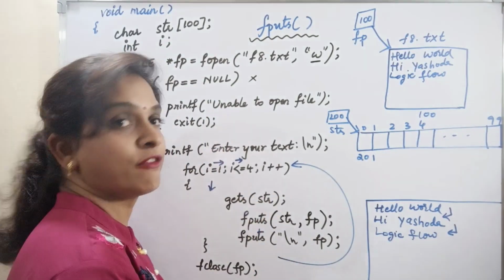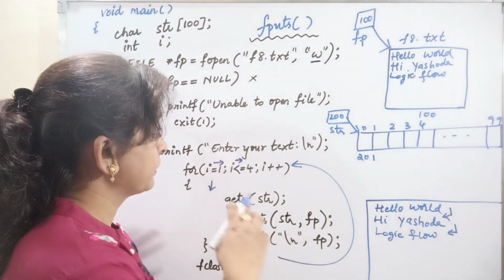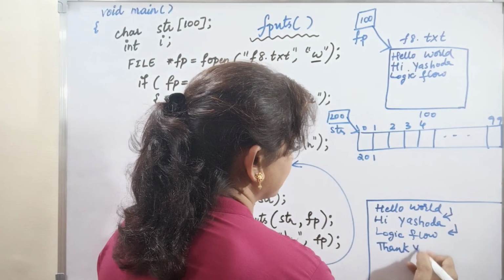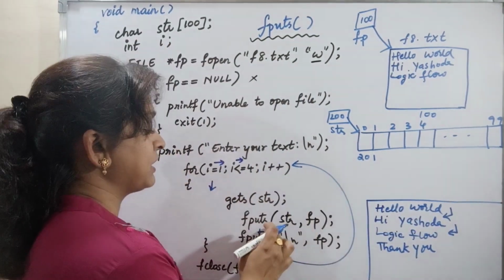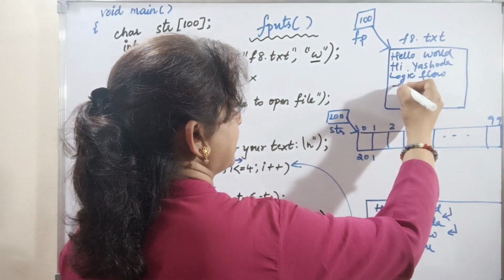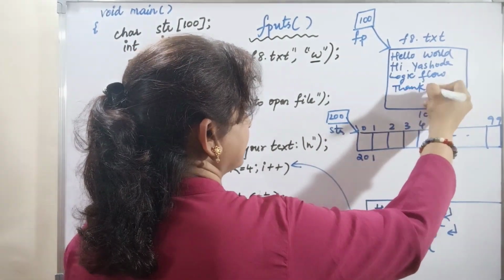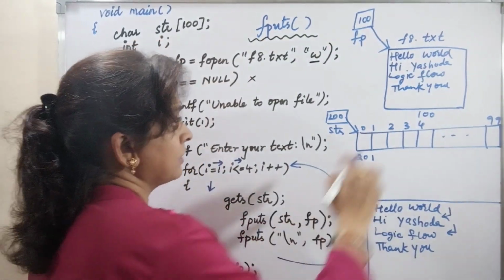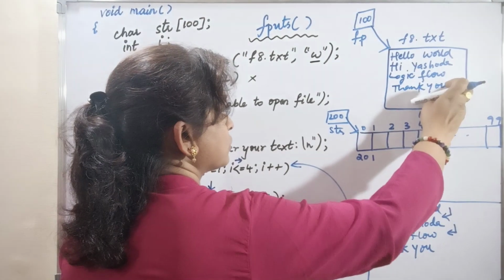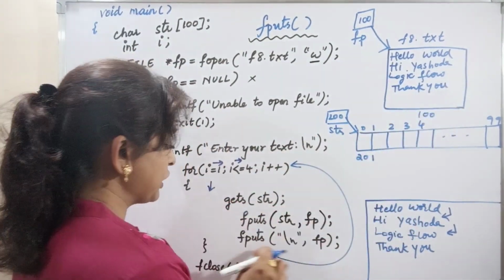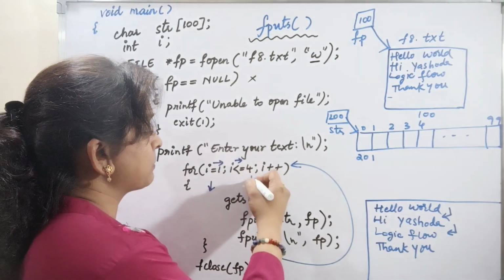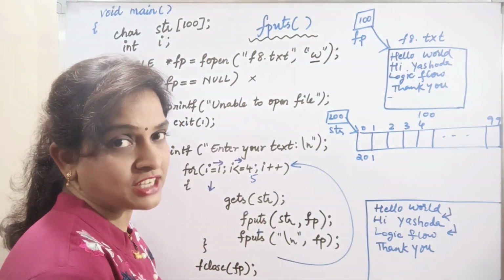Again loop back, 4 less than or equal to 4. Yes, condition true. Then again get the string. I say thank you. So even that will be put to the file fp. So here I'll be getting thank you. Then after inserting that, we also have this new line. So even the new line will be placed. Then loop back, it becomes 5, 5 less than or equal to 4, condition not satisfied.